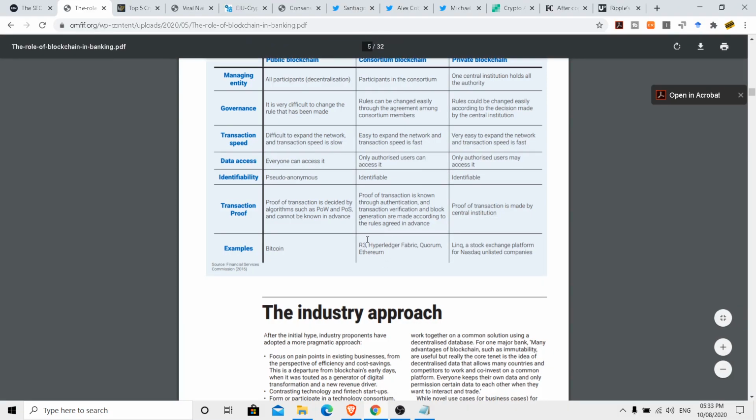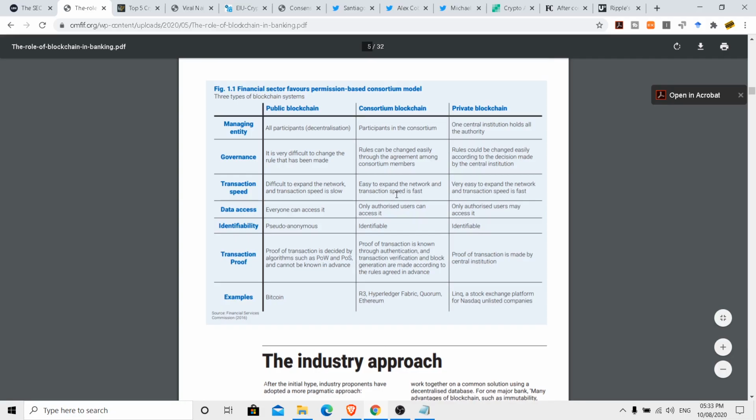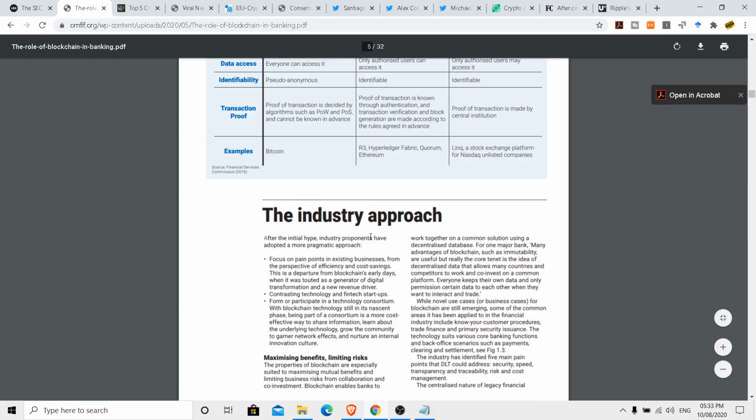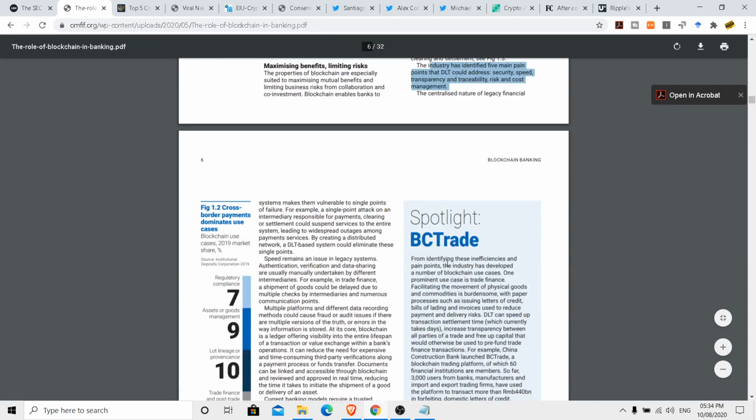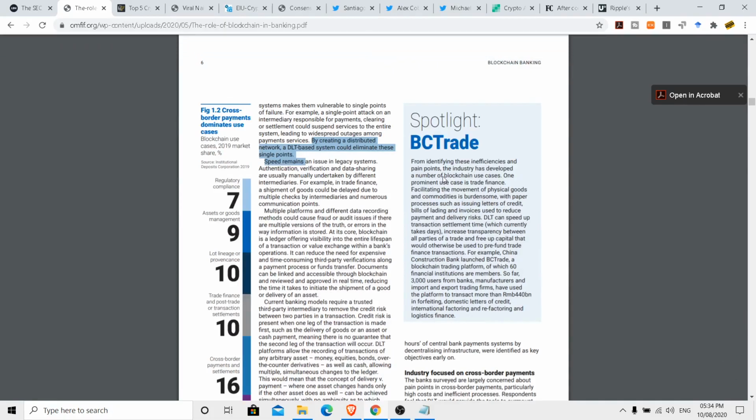Now in the consortium one, you can actually get R3, Hyperledger, and all these are examples of consortium blockchain. In that one, R3 is included. So as we go further, we can understand they are looking at this thing seriously. The industry has identified 5 main pain points that DLT could address, which are security, speed of transaction, transparency and traceability, risk and cost management. In these 5 critical areas, we can understand DLT is providing the solution by creating a DLT network. It could eliminate all these single points mentioned above. So that is the way they are looking at this asset class.